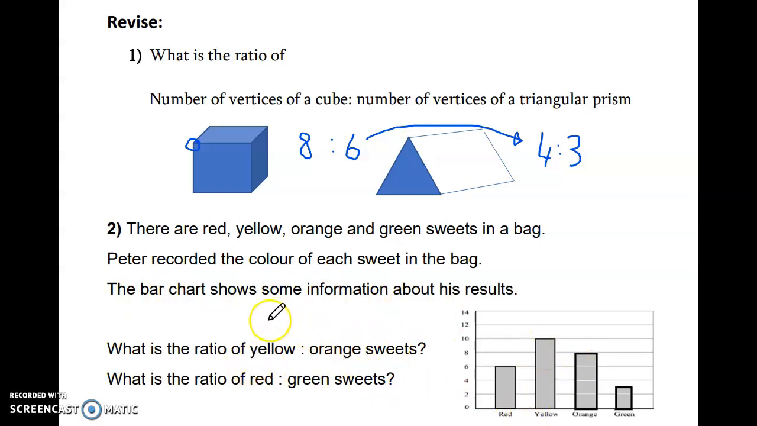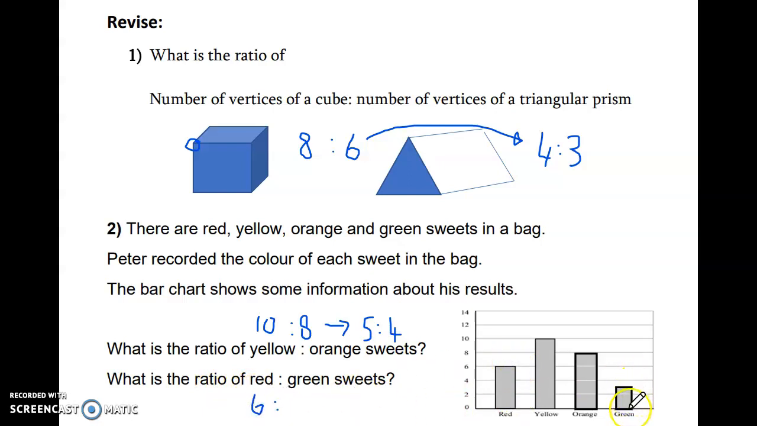So if I look at my yellow, I've got 10. And in my orange, I've got 8. So it's 10 to 8, which will simplify, because I can actually half both of those, so it becomes 5 to 4. Won't simplify any further. So ratio of red to green, so I've got 6 red.